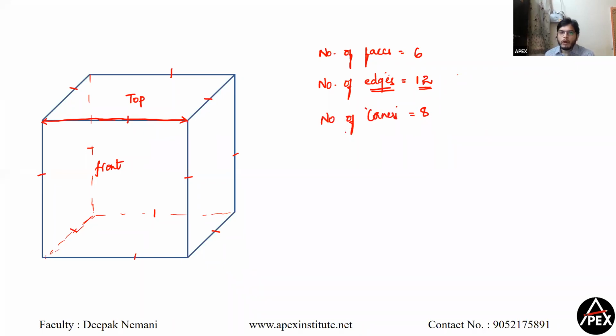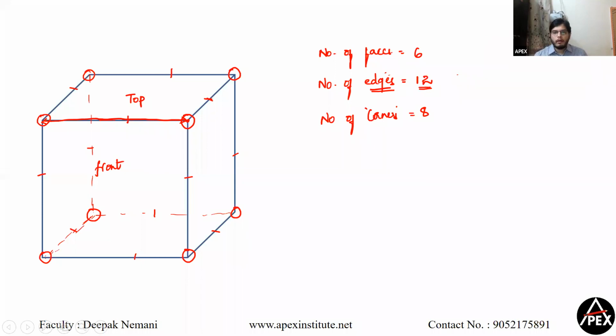So what is a corner? A corner is nothing but the intersection point of 3 edges. So if I consider this as a corner, isn't it? This is nothing but the intersection point of 3 edges. So how many corners do we have? 1, 2, 3, 4, 5, 6, 7, and 8. So you have 8 corners in a cube. Clear? Do you understand what are faces, what are edges, and what are corners? Yes.